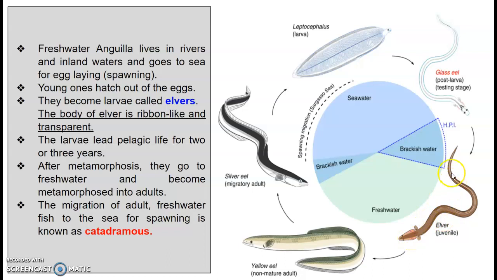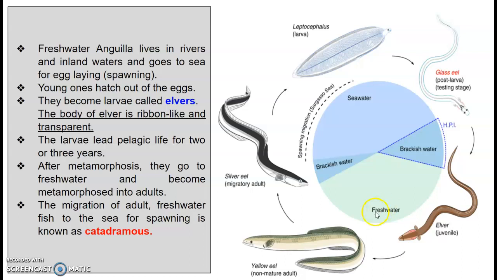This larva leads a pelagic life for 2 to 3 years, and after that it metamorphoses and goes back to the fresh water. So they remain in the larval stage for 2 to 3 years and lead a pelagic life, after which, when they metamorphose into adults, they return to the fresh water.